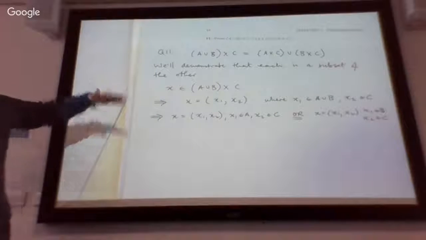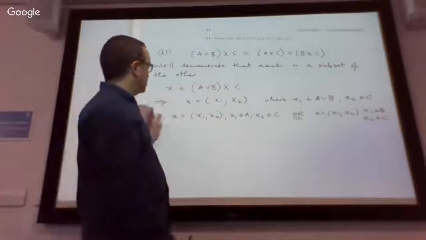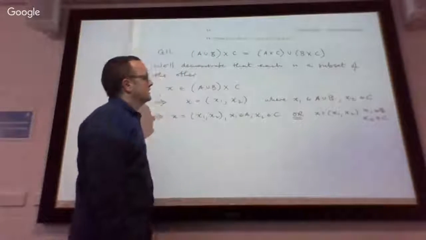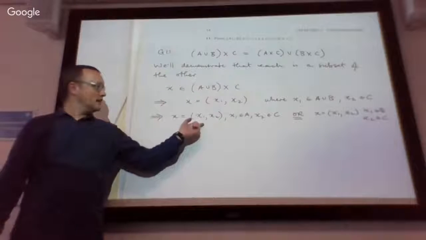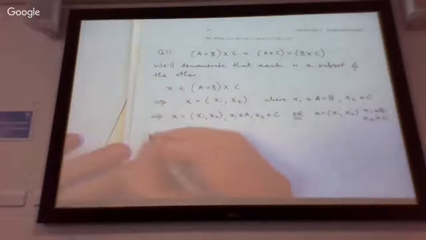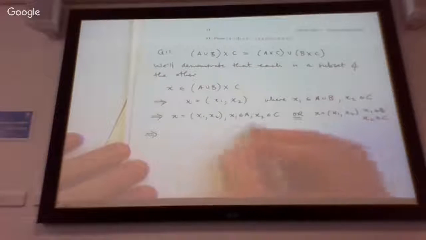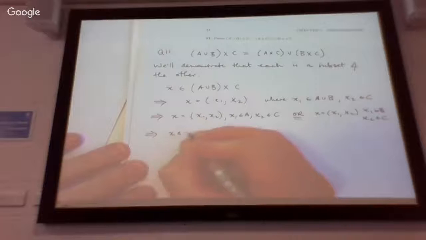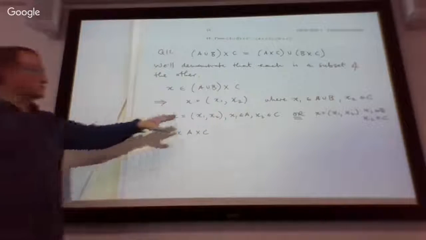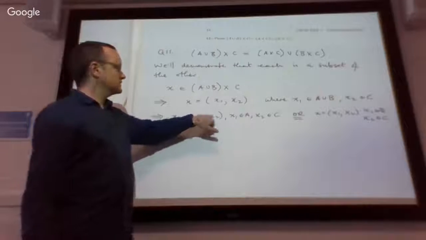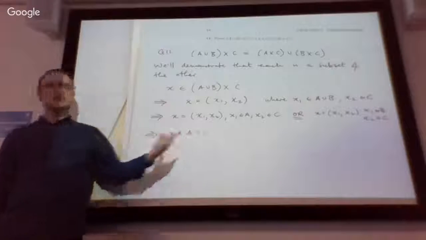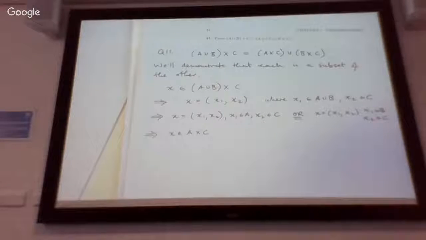You can see why I've laid it out like that, because now I've got x is equal to this or x is equal to that. And that OR, remember, OR and unions are very much equivalent things. So this statement here is saying that x is in the Cartesian product of A, C, because x is an ordered pair. The first element comes from A, the second element comes from C. Well, that's exactly the definition of the kinds of things that are in the Cartesian product A cross C.